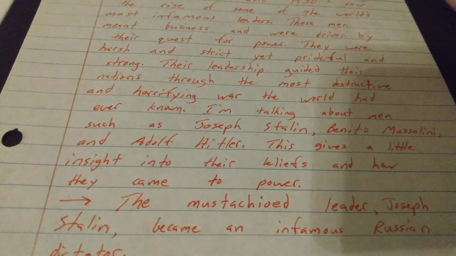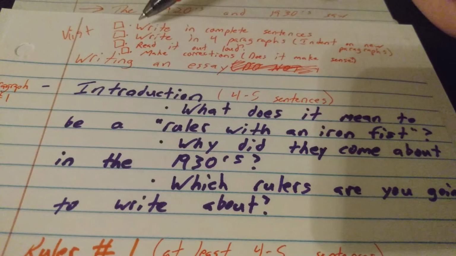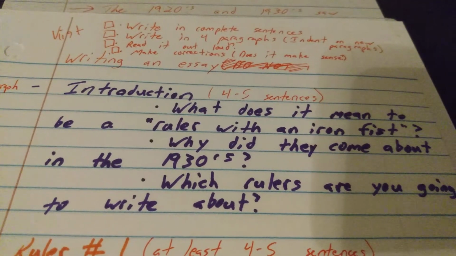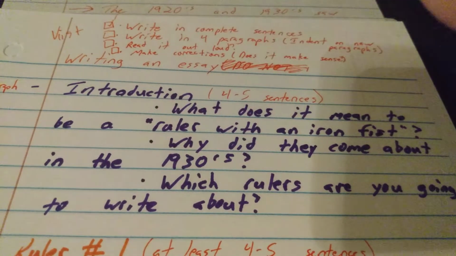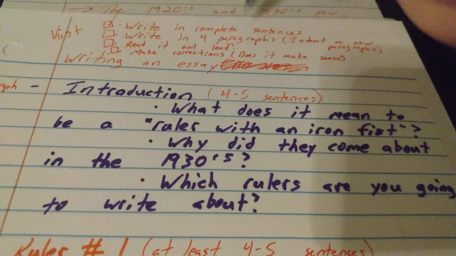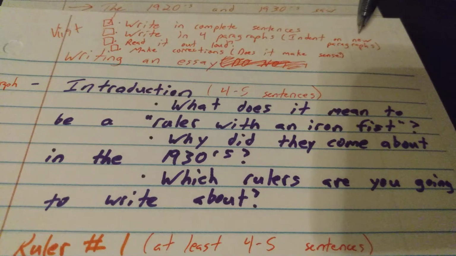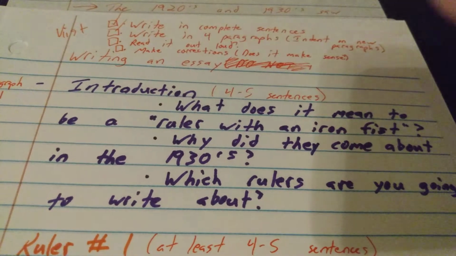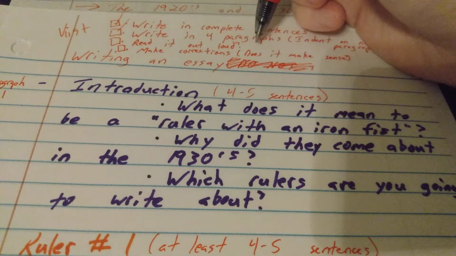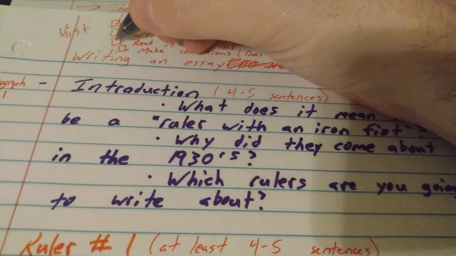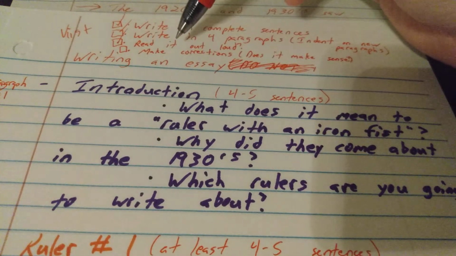All right, so I'm going to go over my checklist. Did I write in complete sentences? I think I did. Did I write in 4 paragraphs? Well, I just showed you 1 paragraph. But did I indent? Yeah, I did. Did I read it aloud and did it make sense? Yep. And did I have to make corrections?